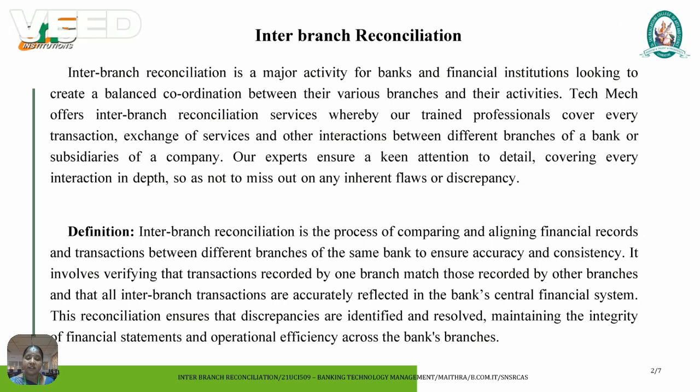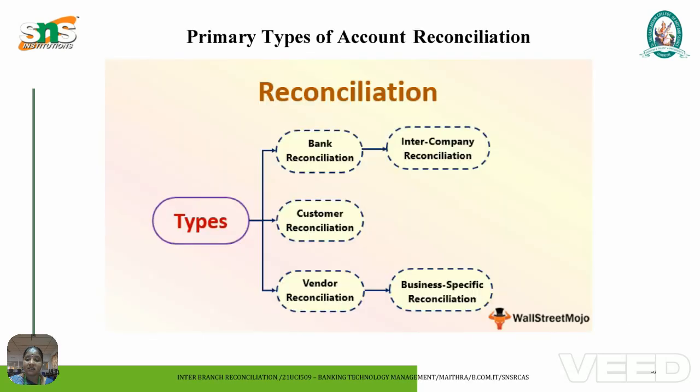So here the experts are ensured to pay attention to detail, covering every interaction in depth, so they do not inherit any flaws and discrepancies. This inter-branch reconciliation helps in comparing the financial records of the transactions between different branches of the same bank to have accuracy and consistency. So it involves verifying the transactions recorded in other banks with the other customers. This ensures the discrepancies are identified and resolved by maintaining the integrity and efficiency of the financial statement across the bank branches. Here we have different types of account reconciliation.